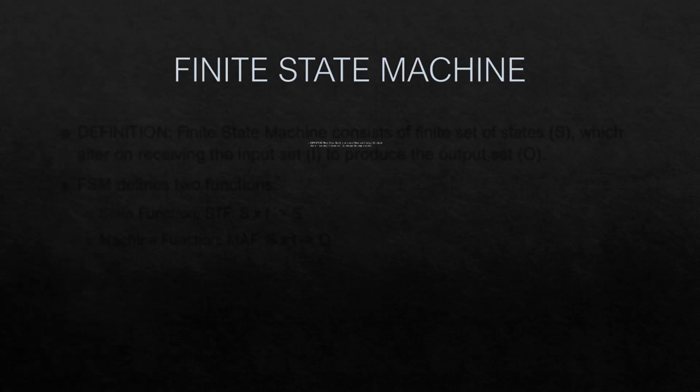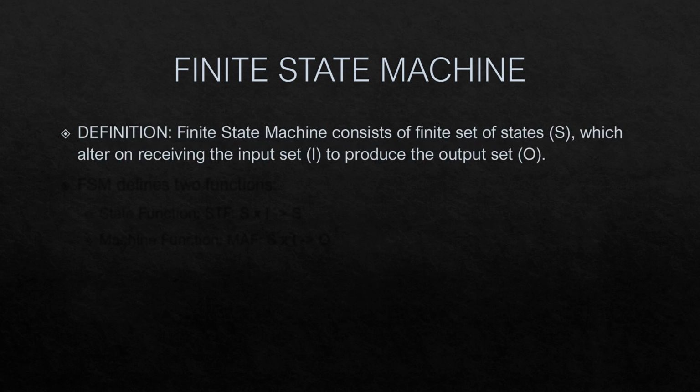Finite state machine. A finite state machine is defined as: it consists of a finite set of states S which alter on receiving the input set I to produce the output set O. I'll repeat. A finite state machine consists of a finite set of states S which alter on receiving the input set I to produce the output set O.